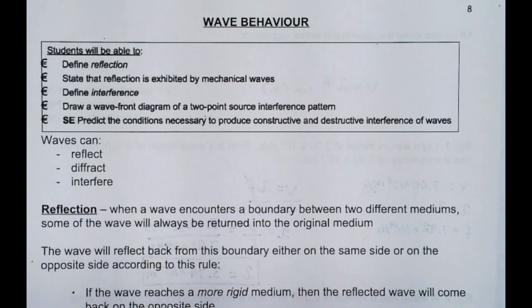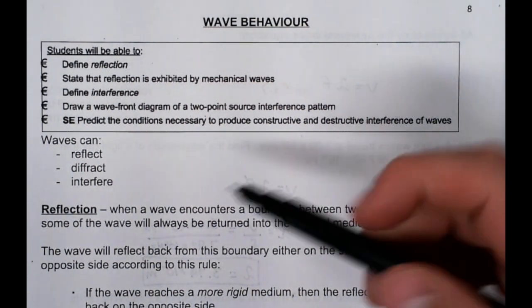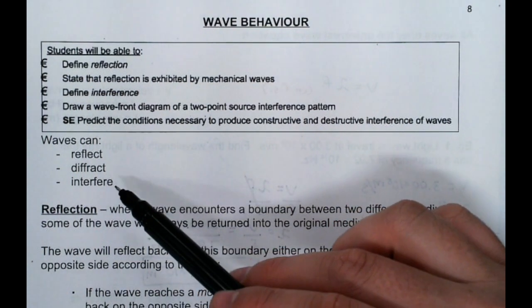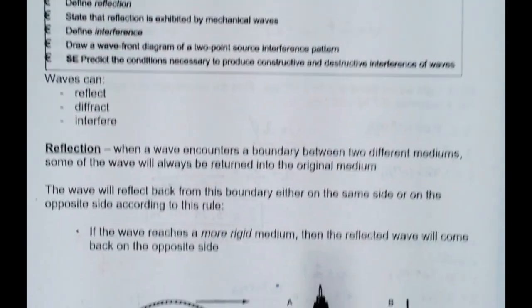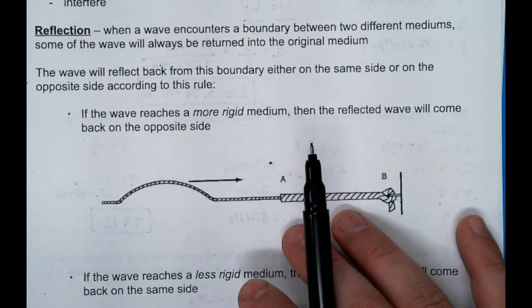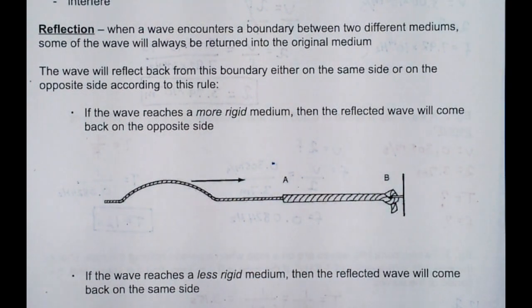So now that we've looked at what waves are and the different parts of them, we need to look at how they behave. The three main terms we are going to have in this topic are that waves can reflect. The first one we're looking at is reflection. When a wave encounters a boundary between two mediums, some of the wave will always be returned to the original medium.